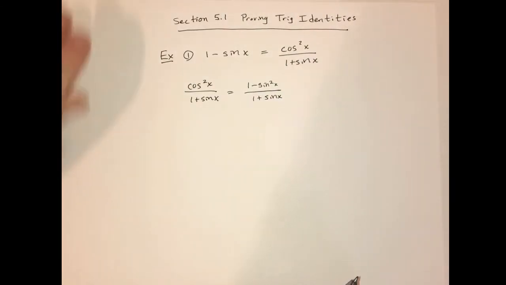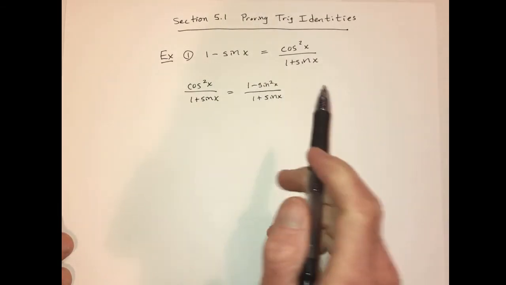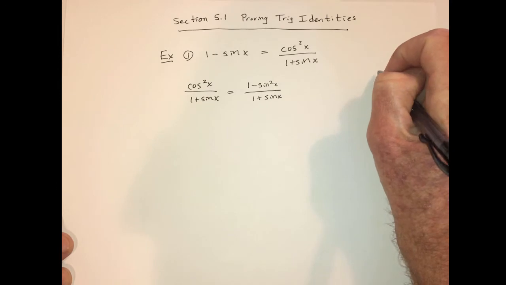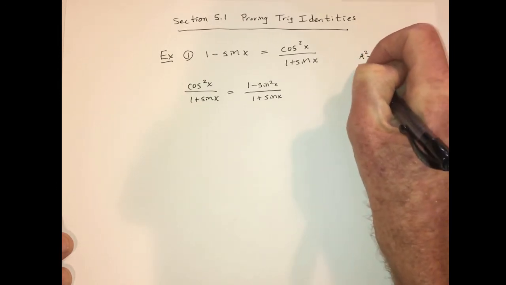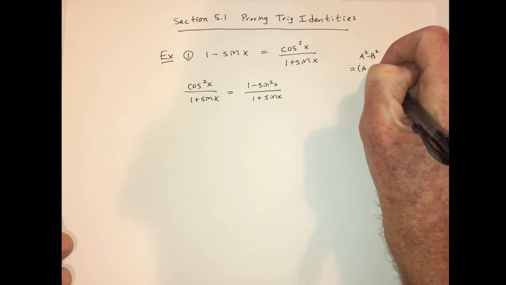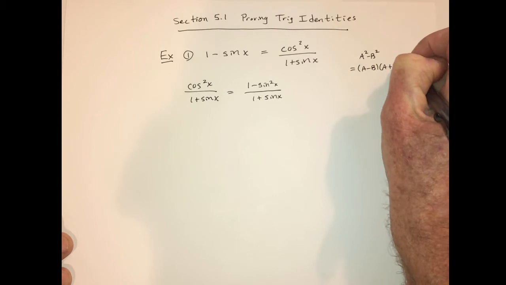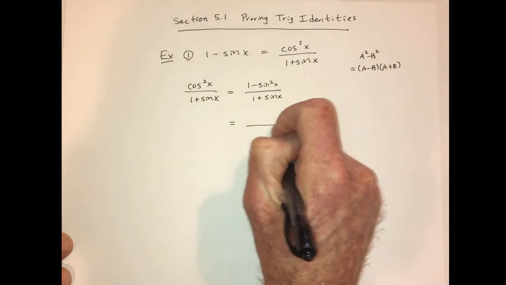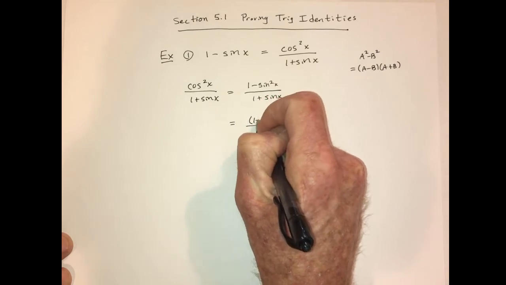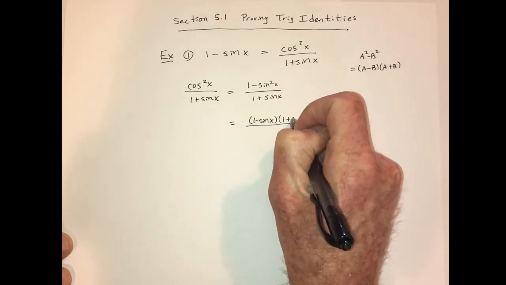Okay, next up is algebra. So this is the difference of two squares. Much like in algebra, if you have a squared minus b squared, then you can factor that as a minus b times a plus b. So we'll do that here. So it's going to be 1 minus sine of x times 1 plus sine of x.